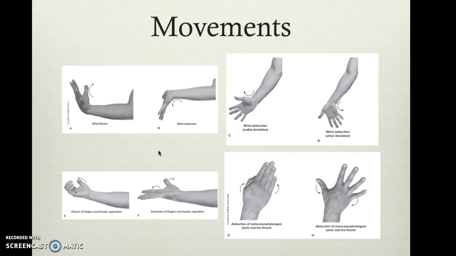As for movements, at the wrist we have flexion, extension, ulnar deviation, and radial deviation. And as the name states, the deviation or the movement occurs to the radius if it's radial deviation. And if it's ulnar deviation, the movement moves towards the ulna. So this would be more of a movement laterally, and this would be a movement medially. And then at the fingers, we have flexion, extension, but they also have adduction and abduction.